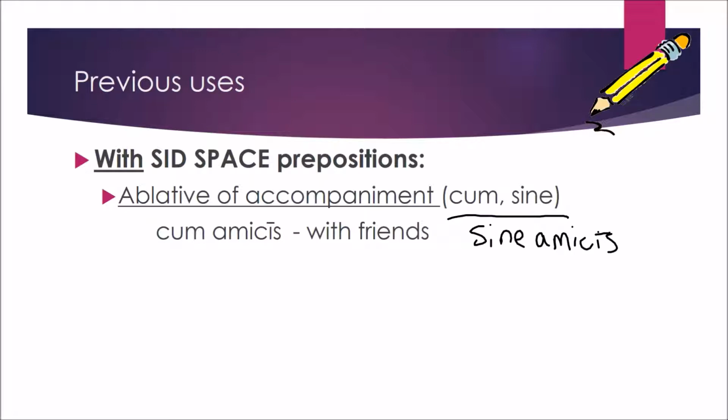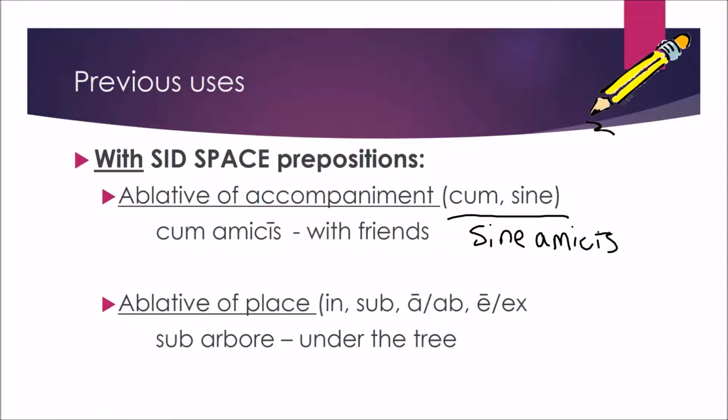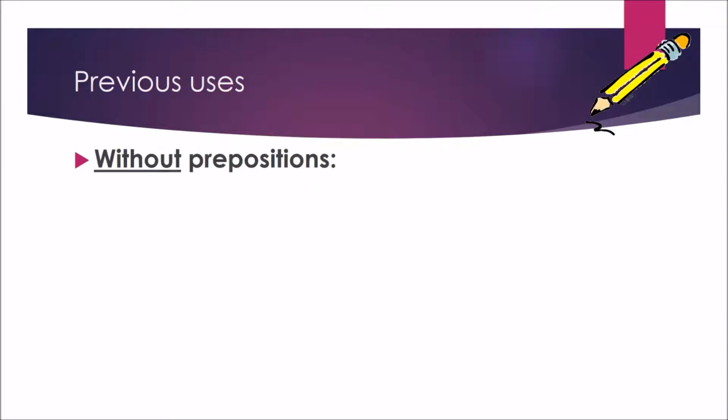type of ablative. We also have the ablative of place, which is going to use one of those SID space prepositions that indicate place, such as in, sub, a or ab, e or ex, such as our example, sub arbore, under the tree. Any of these 4 prepositions, if it's used, it's going to indicate where something is happening, and this will be the ablative of place.